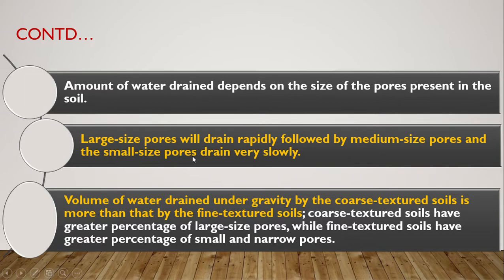When there are large sized pores, the drainable porosity will be higher. When there are small sized pores, the drainable porosity will be lower, and the water will be drained slowly. The volume of water drained under gravity by coarse textured soil is more than that of fine textured soil, because coarse textured soil will have larger sized pores, so it can drain more water, while fine textured soil will have small and narrow pores in it, so it cannot drain much water.